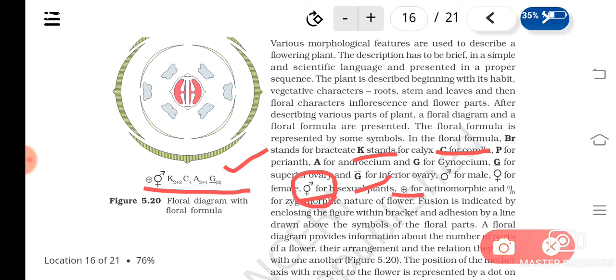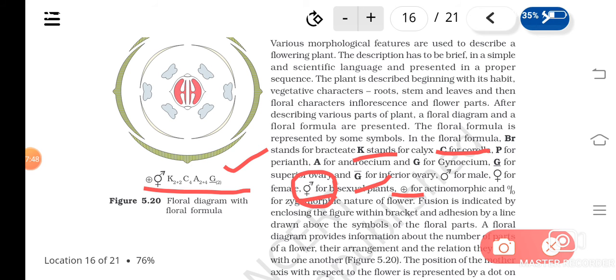Why? Because the line is down. Understood? So how many carpels are there? 2. Whether they are fused or free, they are fused. How can you understand? Because 2 is written in a bracket. Okay, so is it clear? How to write the floral formula?